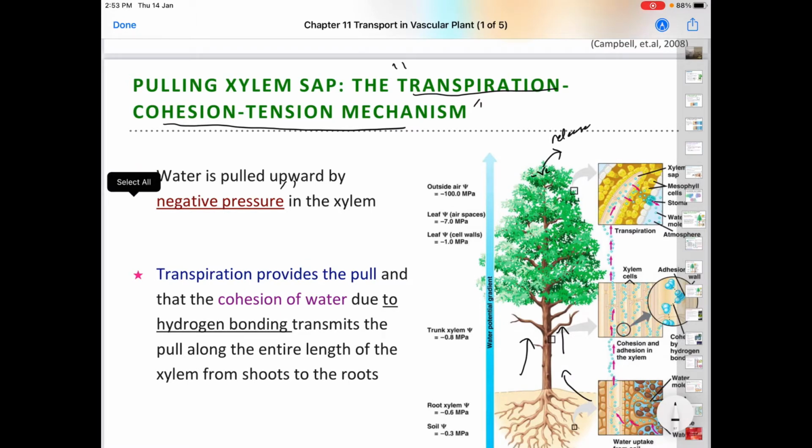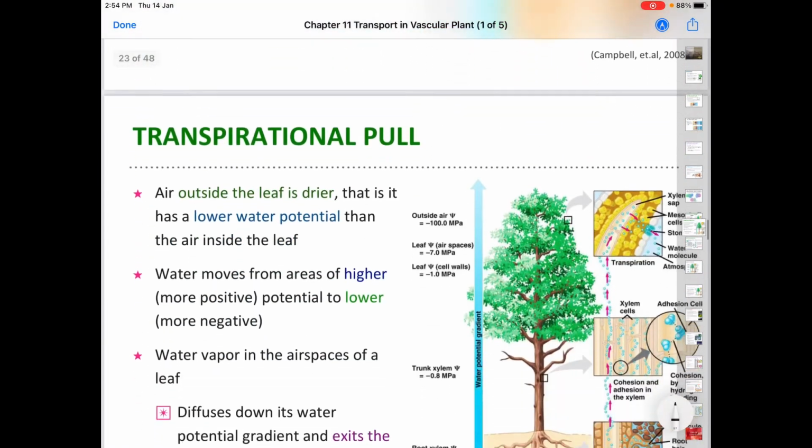Transpiration provides the pull, and the cohesion of water is due to the hydrogen bonding. This refers to the hydrogen. Okay, this is the molecule of water. The bond between the hydrogen atom and the oxygen atom is the hydrogen bonding. The presence of the hydrogen bonding will help in pulling xylem sap because this bonding is providing cohesion to the water.